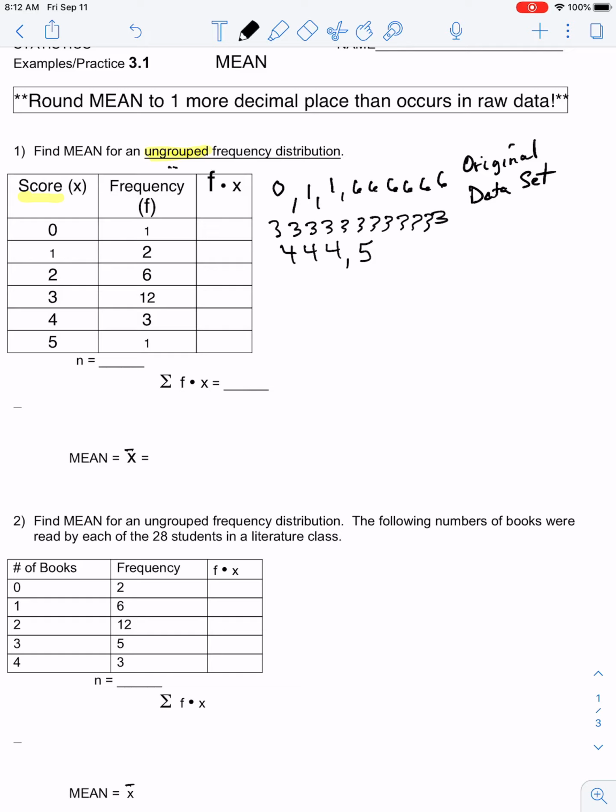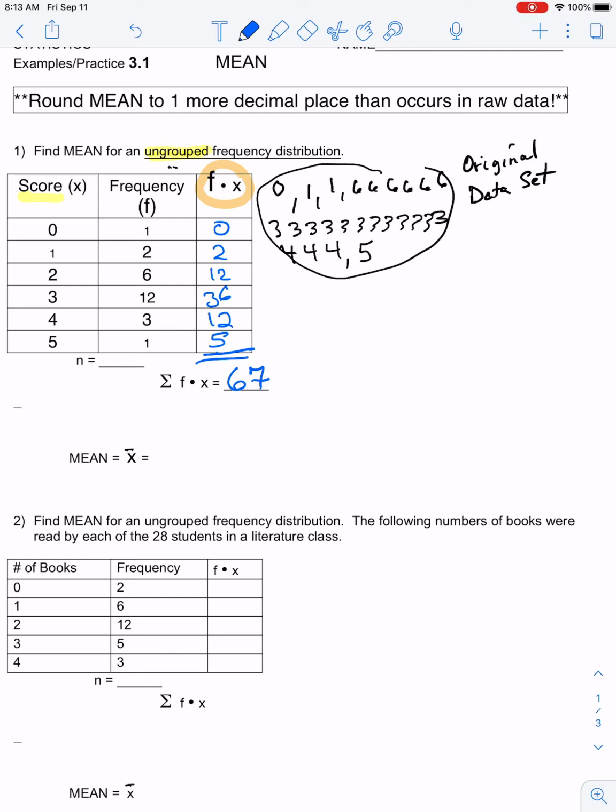But in some cases, you're not going to want to recreate this data set, so we need another way to handle that. Instead of going through and adding up the values, the top of this third column wants you to do an F times X. So if you go through here and do F times X, you'd have 0, 2, 12, 36, 12, and 5. Then take the sum of these numbers, and if you add that up, you would get 67.